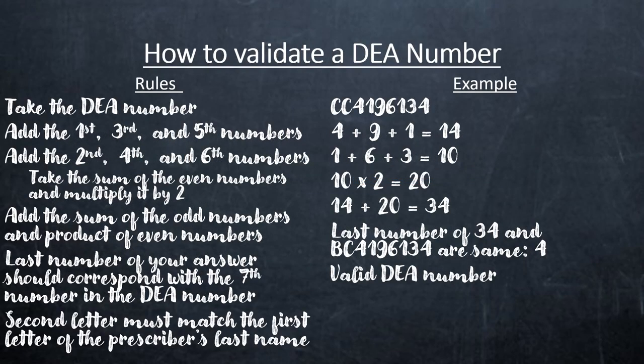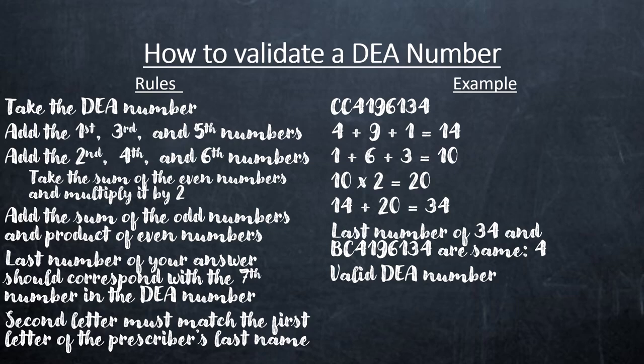So here's the formula with an example of how to validate a DEA number. We'll go through these step by step further on, but first thing to notice with the DEA number is the first two letters. So the DEA number has two letters and then numbers afterwards. The first letter refers to the type of registration that the prescriber has with the DEA. In this example, the C would be associated with a practitioner. So you know that a C is a practitioner.